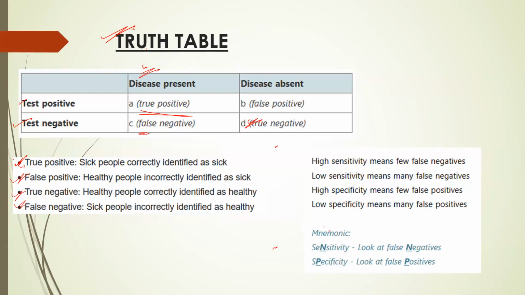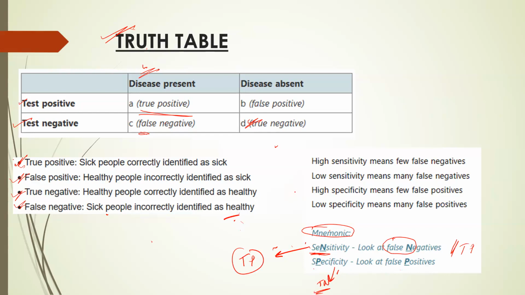There's a mnemonic to remember sensitivity and specificity. Remember, whenever they talk about sensitivity, you look at false negatives. So in other words, it is nothing but true positive. Specificity, you're looking at false positive. So how I remember it is because sensitivity has N, it helps in detecting true positive, and because specificity has P, it helps in detecting true negatives.